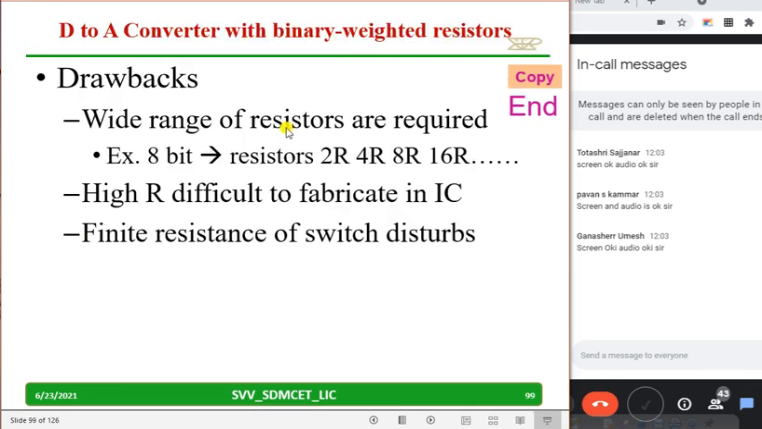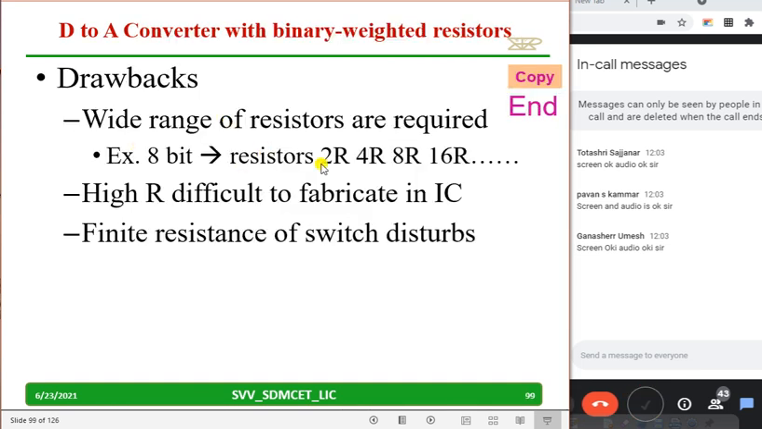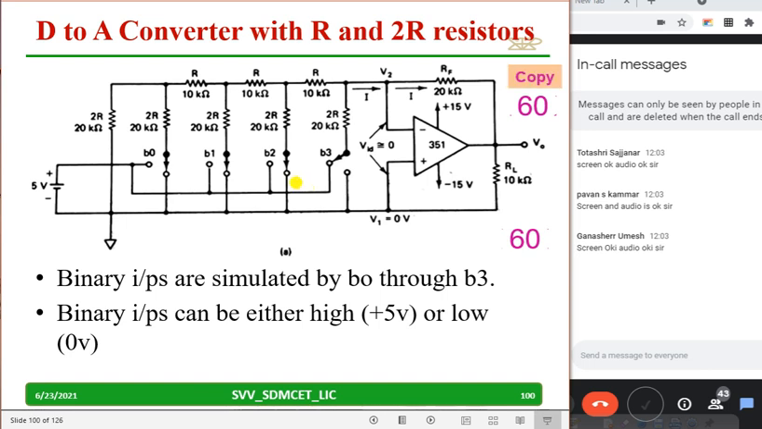Then we have drawbacks. The reason is, if I take an 8-bit converter, for example, that time I need 2R, 4R, 8R, 16R, like that I need resistors, which are very difficult. High R is very difficult to fabricate in the IC, and the finite resistance of the switch also comes into the picture if I take a lower resistor. So this is the one point which you have to remember as a drawback of the binary weighted resistor.